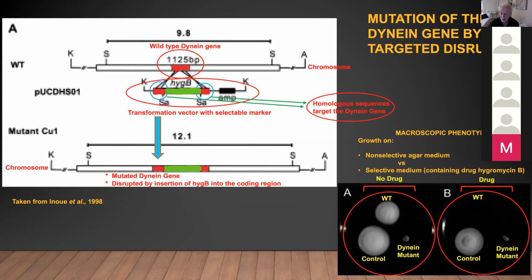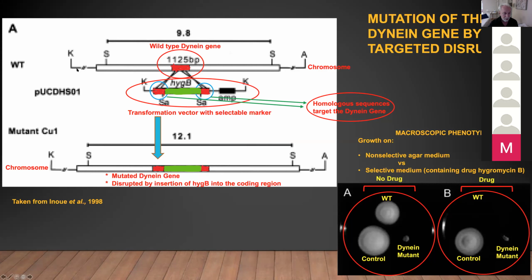We wanted to specifically target the Dynein gene. So how did we do that? We took advantage of homologous recombination. So this is the same process by which chromosomes exchange parts. We used the same process to specifically target the Dynein gene.